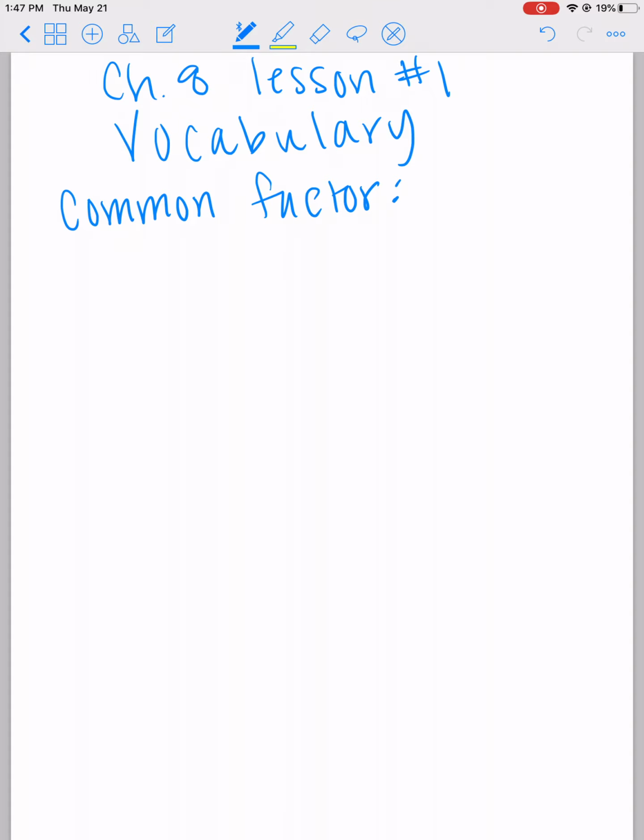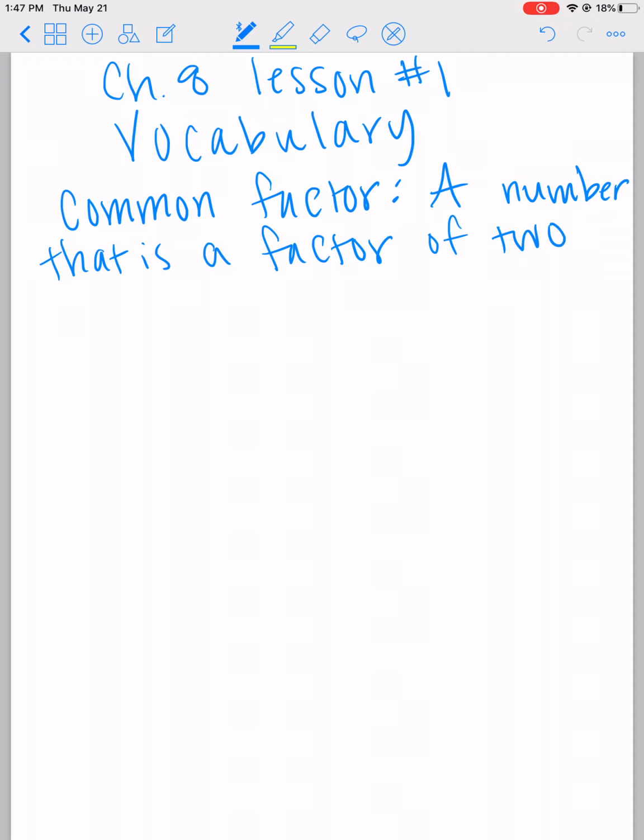A common factor is a number that is a factor of 2 or more numbers. So an example for a factor is if I had the number 12, you're going to see the factors of it. Well, okay, these aren't all factors, so I'm just going to list.